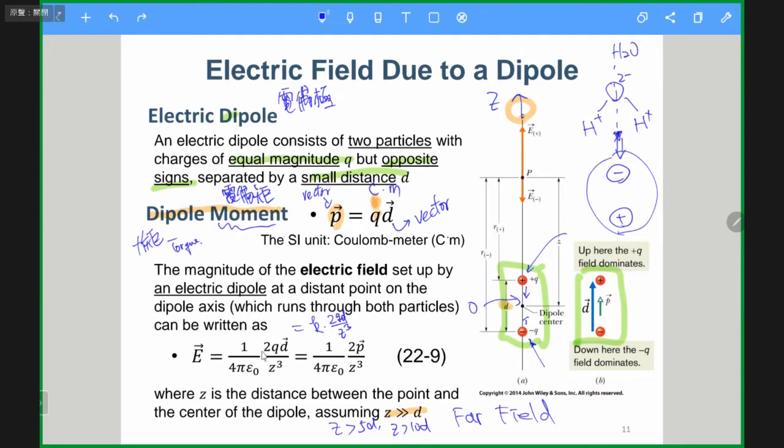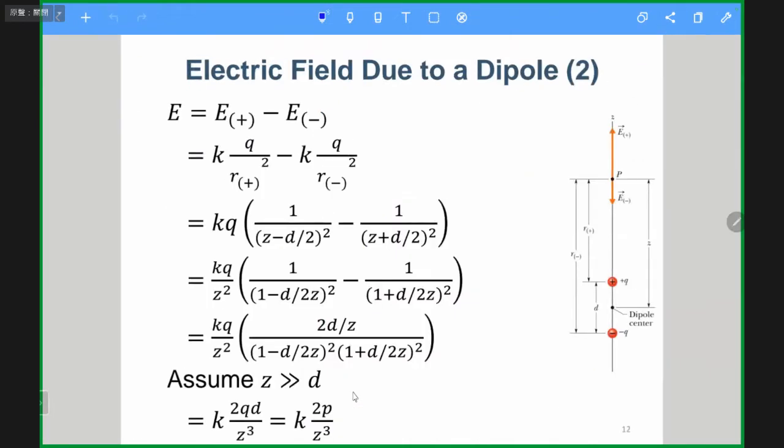Different formulas might have different ranges, but if you want it to be more accurate, then you hope this z is as large as possible. Okay, so let's come back to how to derive this equation. On the right figure, we can see this is the positive charge, this is the negative charge.